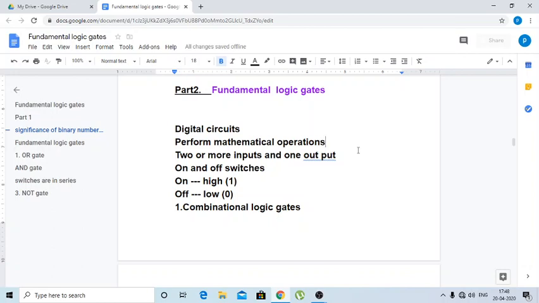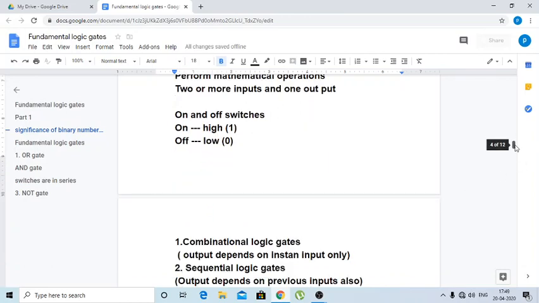So, two or more inputs are there for every logic gate and one output here, and they have switches, on and off switches. So these switches: on means high, 1, and off means low. If a high signal passes, then the bulb glows, the switch is on, that is, the circuit is closed. If a low signal is passed, the circuit is open, the switch is off, and the bulb does not glow.